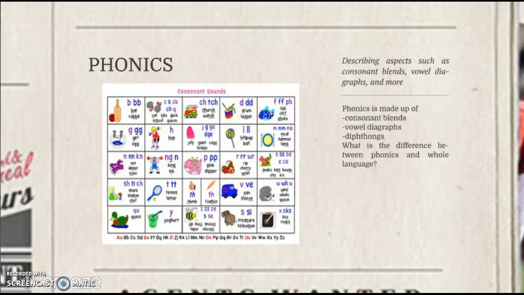Phonics is a little more in depth, and that's our next one. Phonics is going to be aspects such as consonant blends, vowel digraphs, and more. Phonics is made up of consonant blends, which are words like try, train, drain, where it's going to be those two consonants that make a blending sound. This is a bit more in depth than the practice we learned about beforehand. Vowel digraphs are combinations of vowels to make one vowel sound.